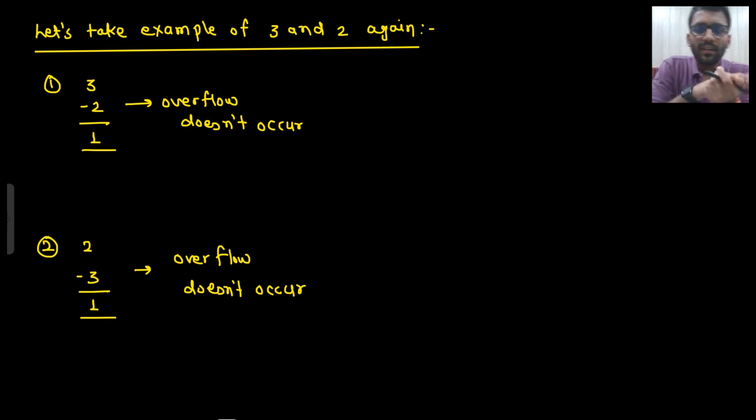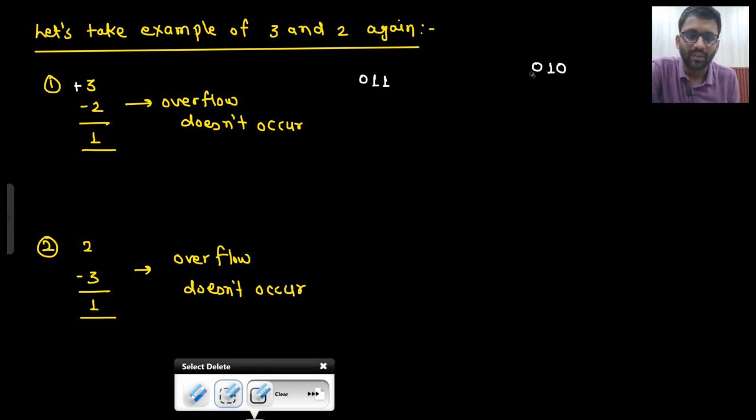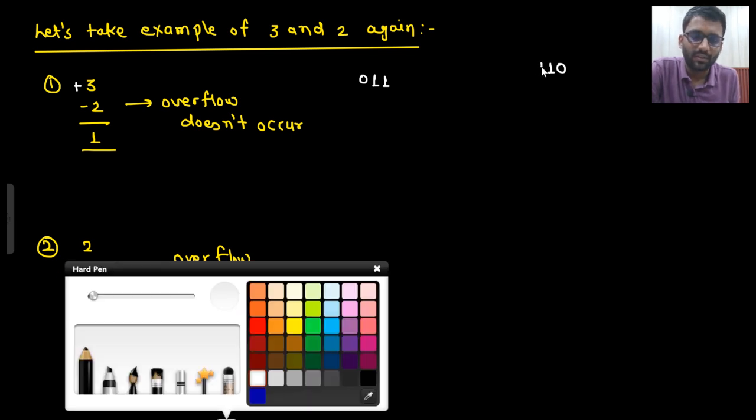So let's check this thing. Let's take the example of 3 and 2 again. So we will check how we can do it. So here plus 3 and minus 2. What will be plus 3? That would be 0 1 1. And what would be minus 2? Minus 2 can be represented as this.